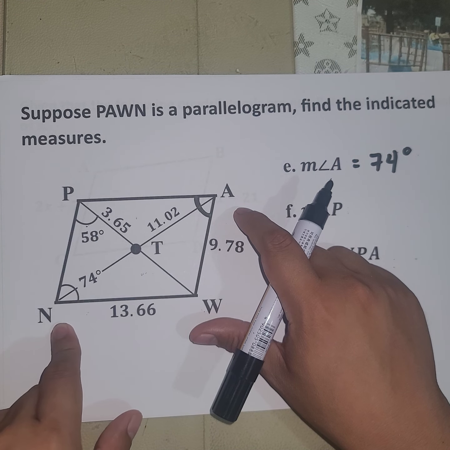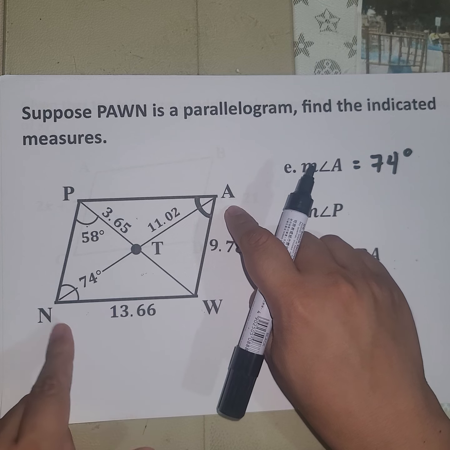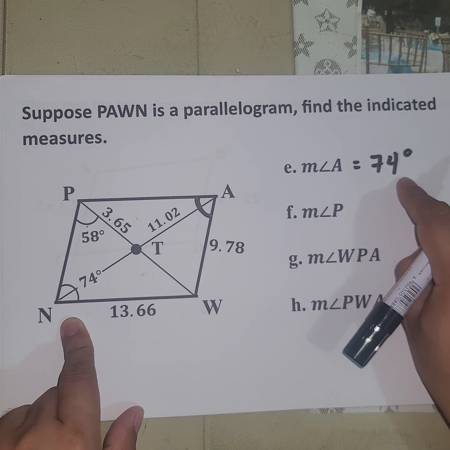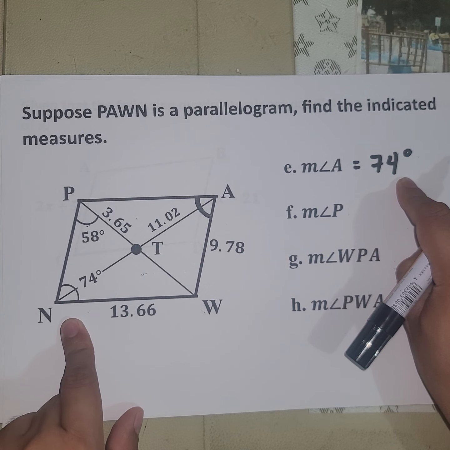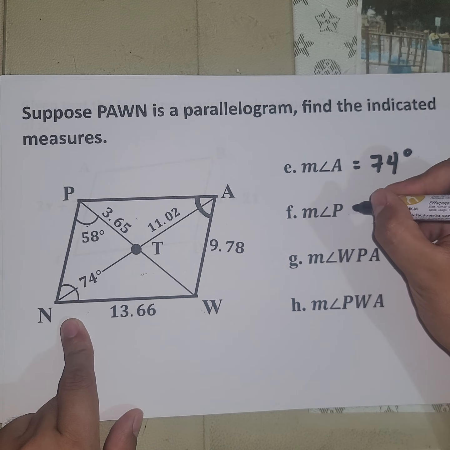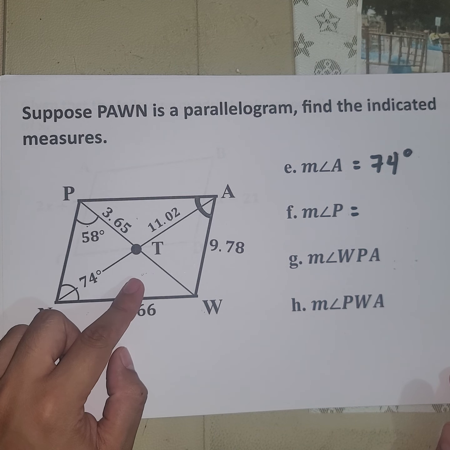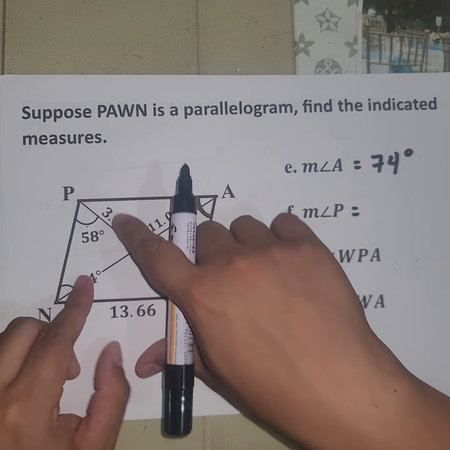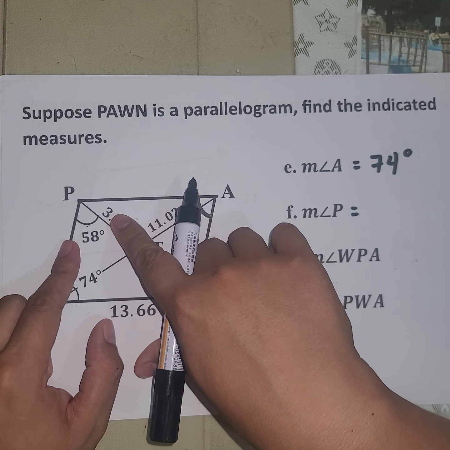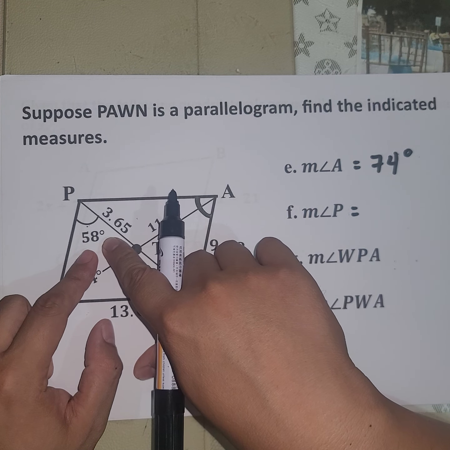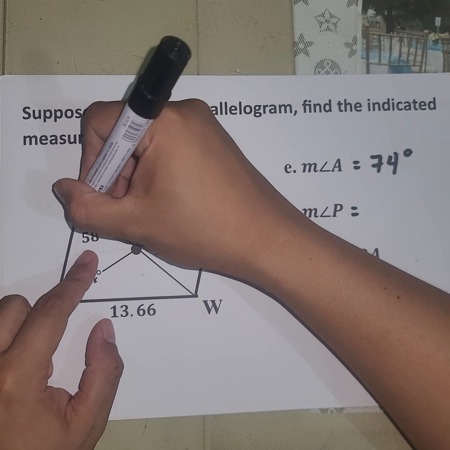If angle N is congruent to angle A, and angle N is 74 degrees, angle A is also 74 degrees. Okay? So, let us now find the measure of angle P. Now, if you can see, the measurement of angle P is not 58 degrees. The 58 degrees is only this.